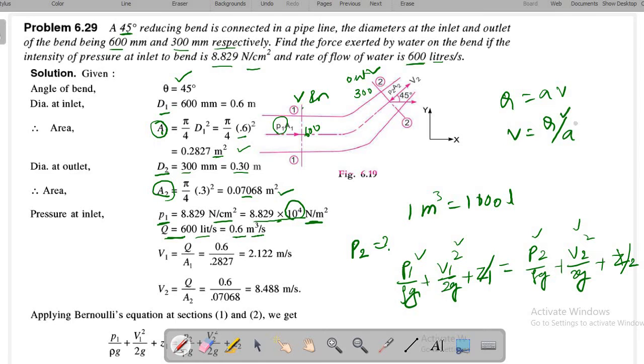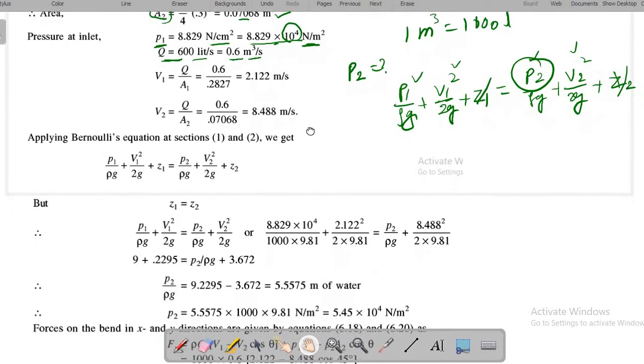Q is given, and A1 is given. If I want to know V1, I have to substitute A1. If I want to know V2, I have to substitute A2. So I can get V1 and V2, which makes it possible to calculate P2. P2 can be calculated using Bernoulli's equation.